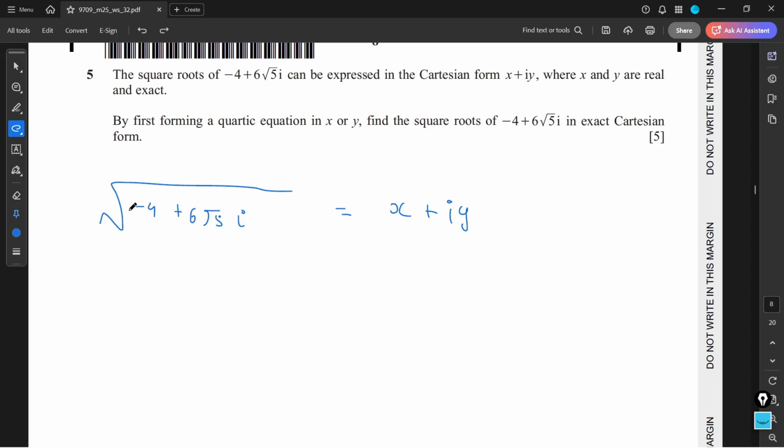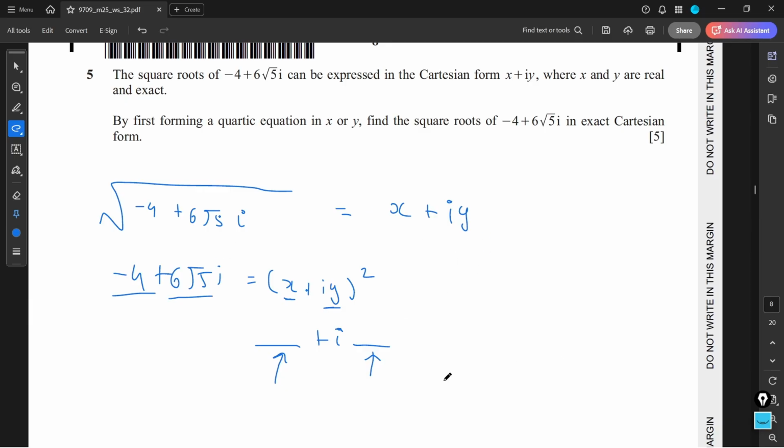The starting point is to square on both the sides so that you get minus 4 plus 6 root 5i is equal to x plus iy the whole square. Now if you expand this, you will be getting a real part and then the imaginary part. I'll equate the real part with the negative 4 and I'll equate the imaginary part with 6 root 5. And then I'll be having two different equations for the two unknowns x and y. After that, I'll just need to do the substitutions and solve for x and y. That is the ideal approach that we take for these kind of questions.